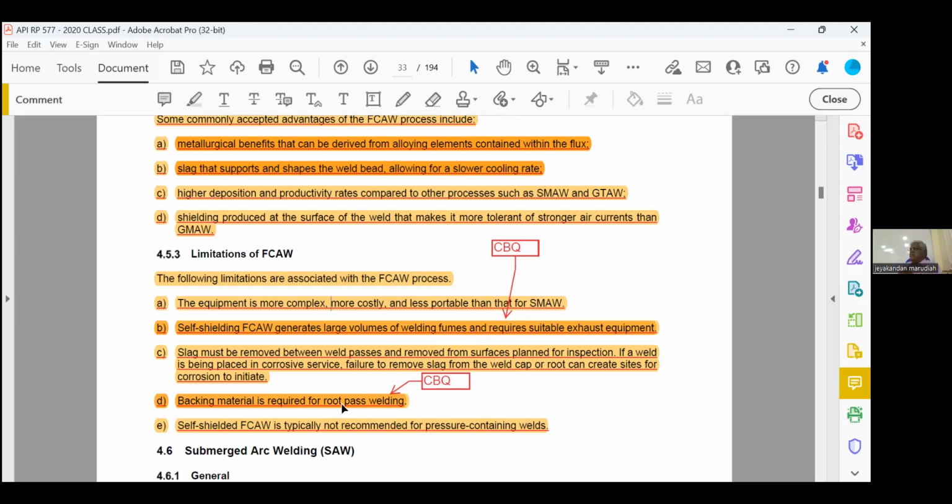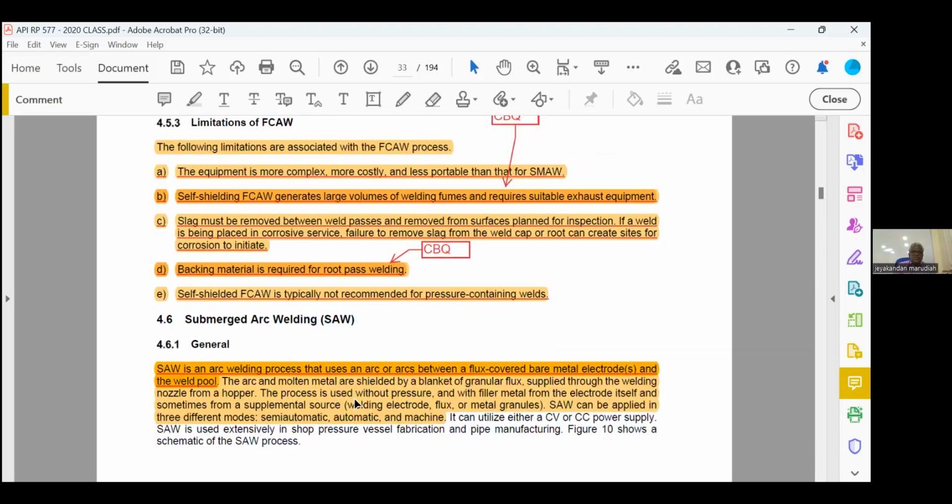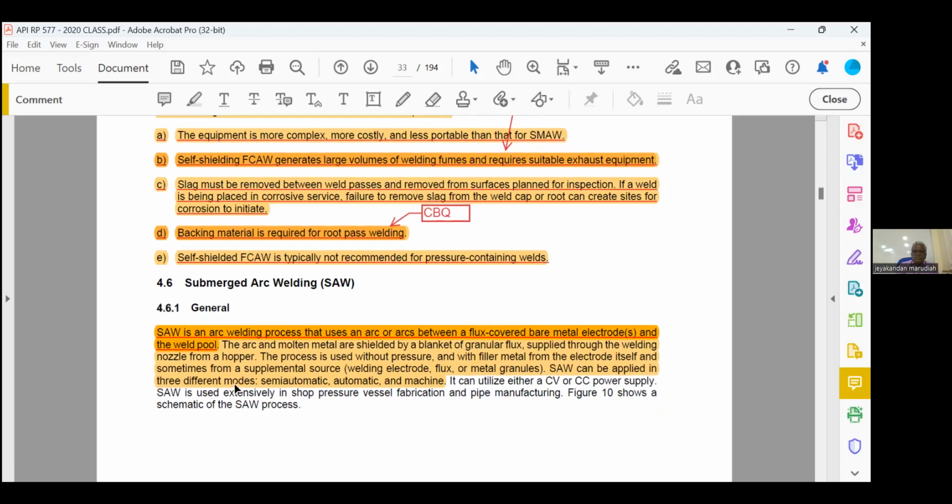Now the next one is submerged arc welding. What is submerged arc welding? We are using the electrode and the flux is covered. What is the advantage? Very high deposition rate compared to other processes. Limitation, it can be used only in the flat position. Okay. Highlight this one, first line. SAW is an arc welding process that uses an arc between a flux covered bare metal electrode and the weld pool.